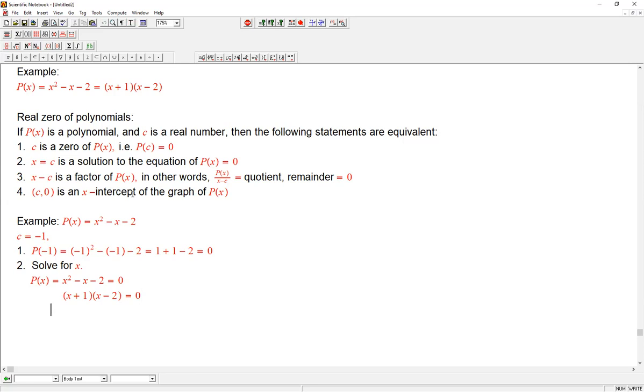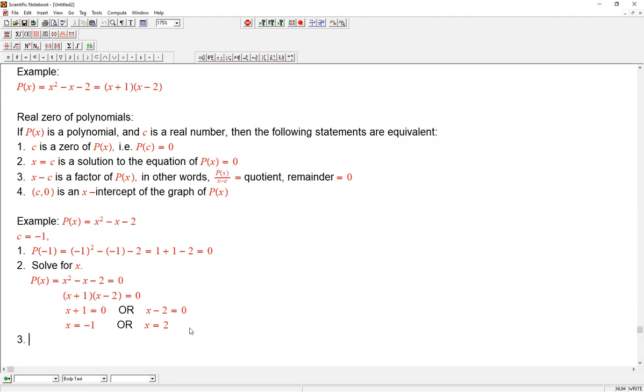Okay, so we're going to get X plus 1 equals 0, or X minus 2 equals 0. And so in the end, we get X equals -1, or X equals 2. You can see we also found another C which plays a similar role as C equals -1.